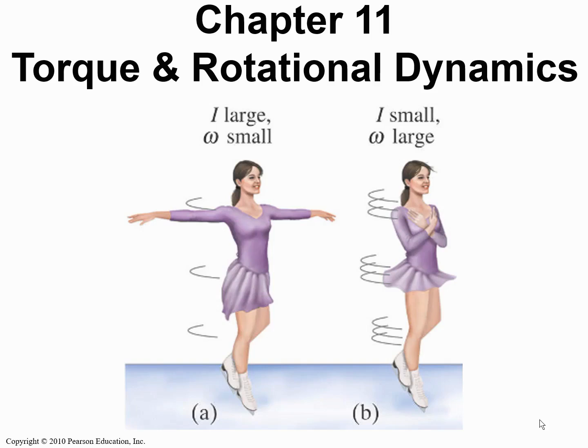This is Chapter 11, Torque and Rotational Dynamics. We're going to learn about torque in static equilibrium, and we'll also learn about its role in things that rotate. Another thing we'll learn is the effect that the shape of a spinning object has on spin rate.